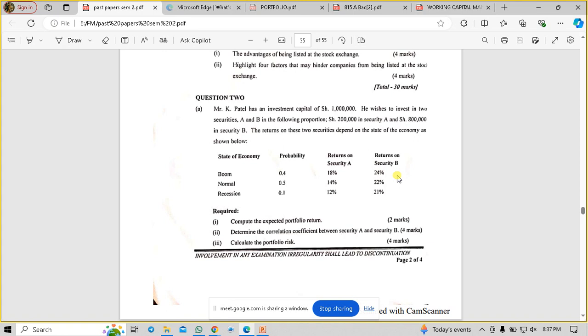So let's go to correlation coefficient. You can see you have 21.24%. That's correct. So let's proceed to part 2. Determine the correlation coefficient between security A and B. So correlation coefficient means we must get the standard deviation of A. So we start with standard deviation. So it's good that you do it vertically. Vertically I see it will be better, horizontally it will confuse you. Standard deviation of A.